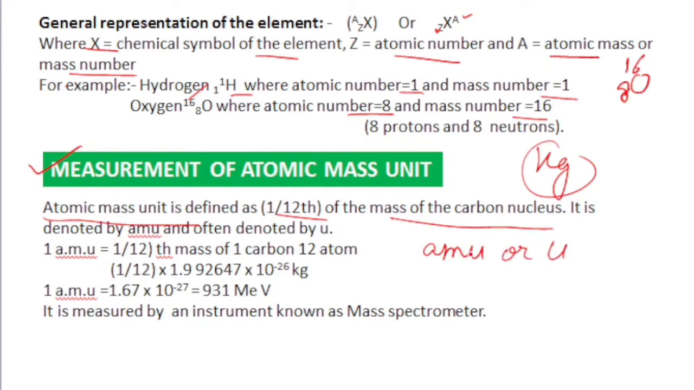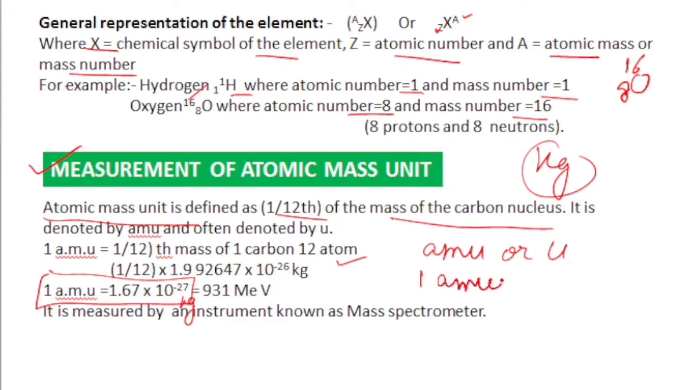And in 1 atomic mass unit, how many kg are there? So how do you find it? 1 atomic mass unit is 1/12 of the mass of a carbon-12 atom. When you put in the value of the mass of 1 carbon-12 atom, you get 1 AMU equal to 1.67 into 10 to the power minus 27 kg. In terms of electron volts, because mass can be converted into energy, it is equal to 931 mega electron volts. It's a very easy and very important formula.